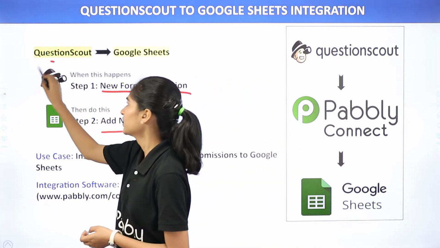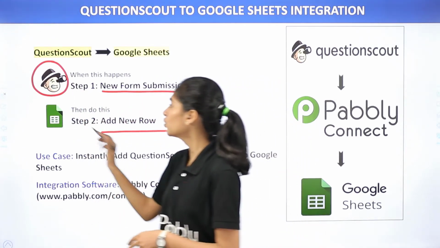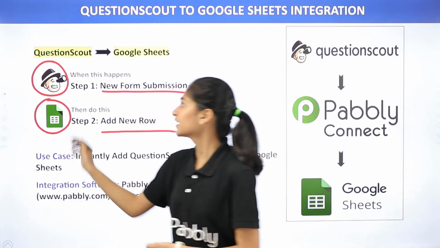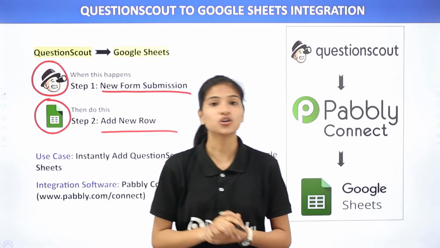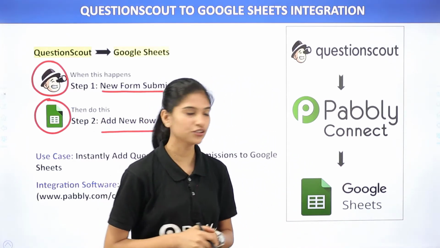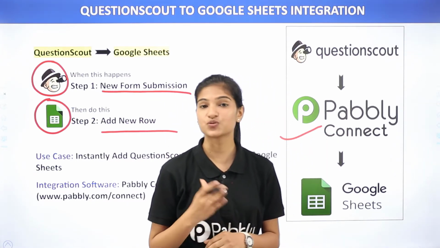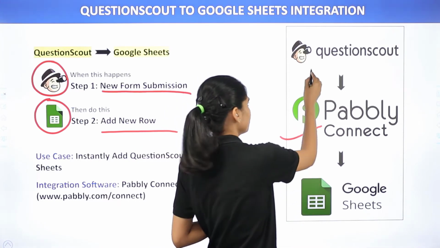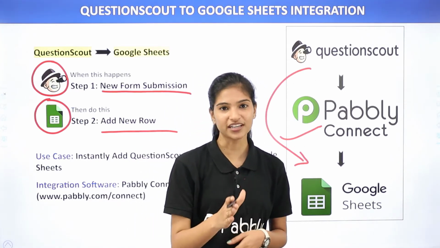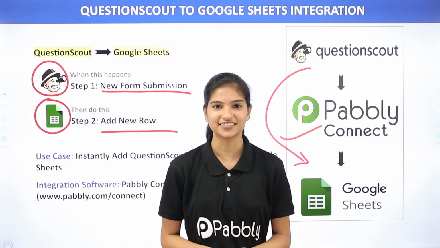So Questionscout is an all-in-one survey and form builder, whereas Google Sheet is an online spreadsheet program. The issue here is that Questionscout and Google Sheet don't have any integration between them, and that is why we are going to use Pabbly Connect. So Pabbly Connect is an integration software which will help you to transfer data from Questionscout to Google Sheets. The best part here is you don't require any knowledge of coding. So let me show you this on my screen.